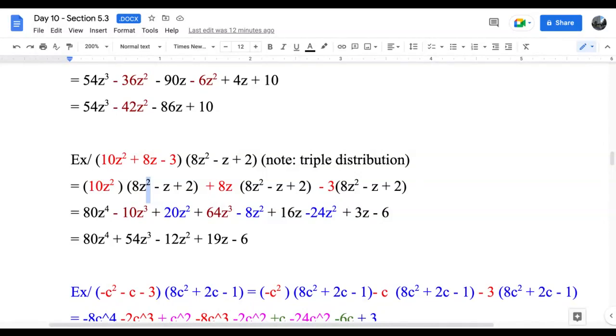I meant as in, like, if the 10z² was multiplied by 8x², for example. Okay, that would be 80x²z², because different base, we cannot combine them. We cannot add the exponents. Thank you. You're welcome.